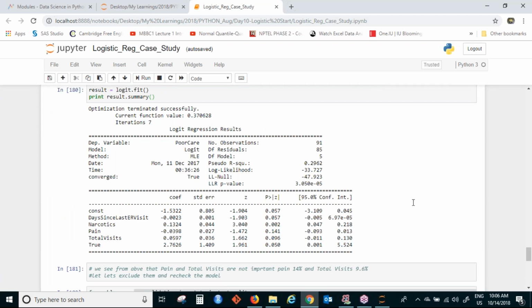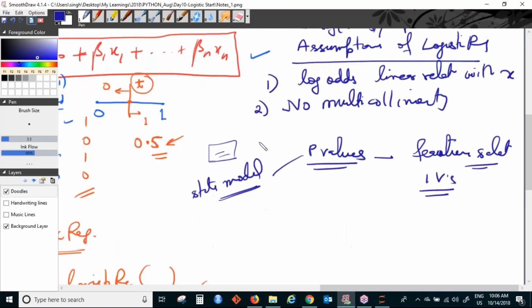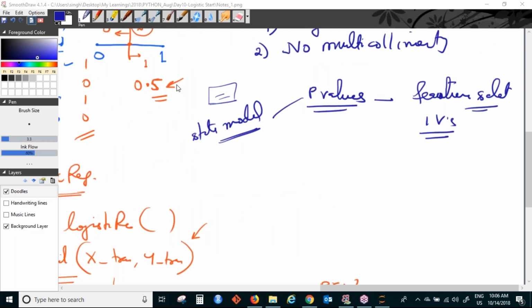Now after the break we will see how we decide the value of the threshold. Should the threshold always be 0.5, or can we take a different value of threshold? And if we take a different value, how do we decide that different value? We will talk about that after the break.